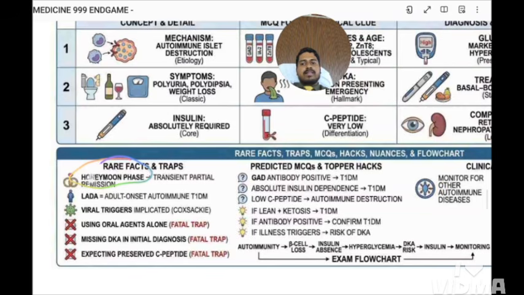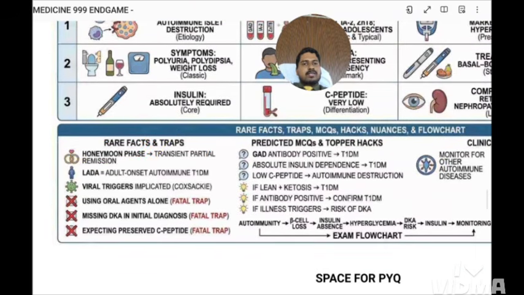Okay, so there is something called the honeymoon phase. That is, there is partial remission once insulin is started. That is because once insulin is started, the islet cells will slowly start to recover, and there will be a transient phase where there is some insulin production, and as a result there is a honeymoon phase. But during this phase, if patients stop taking insulin, then they will again go back to the same problem. So that's why the patient should be counseled.